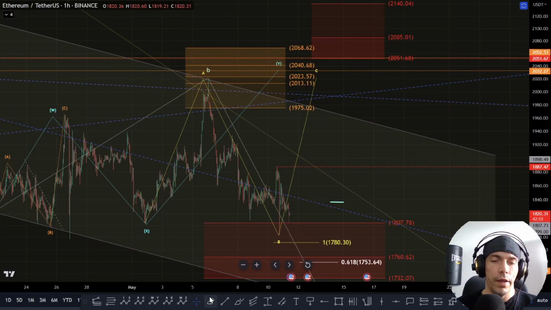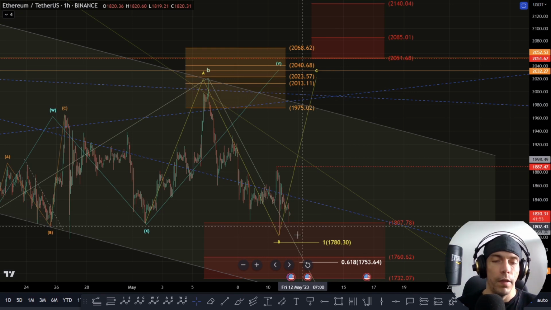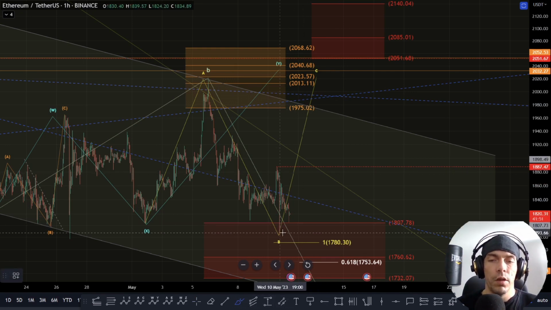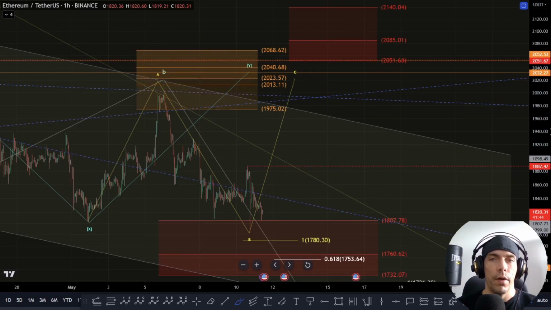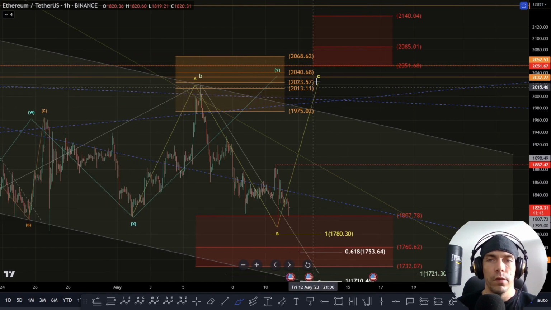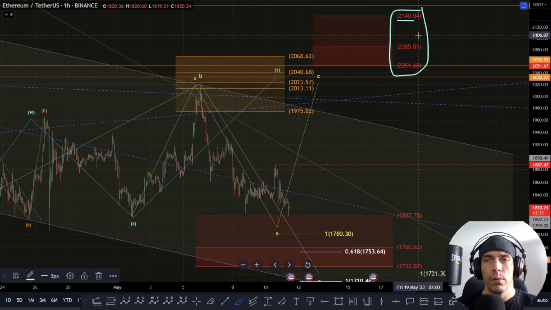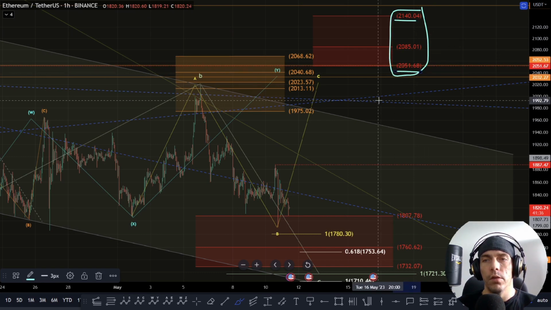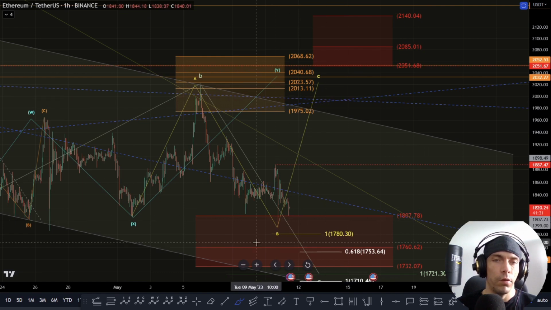So it's not clear, obviously, with flat corrections, we don't know whether they're going to be running flats or expanding flats. Typically speaking, expanding flats are more common than the running flat variation. But what we need to be on the lookout for is that we could actually start to form a 5-wave move to the upside. Now, if we did form a 5-wave move to the upside, what we could see is this typical area as an expanding flat would be here at this 2140 to this 2051. So that would be a zone we could actually look to target out.